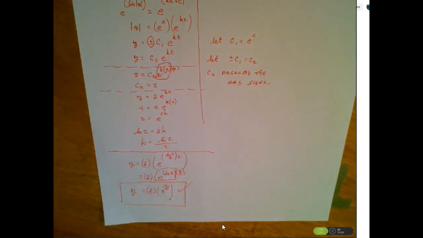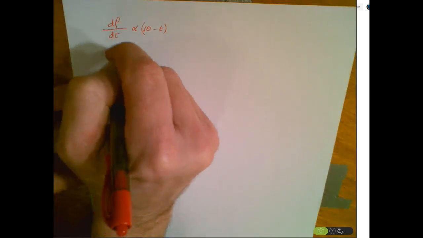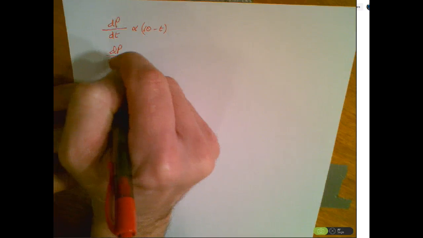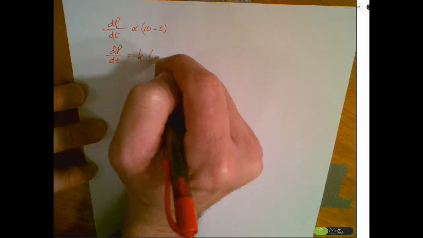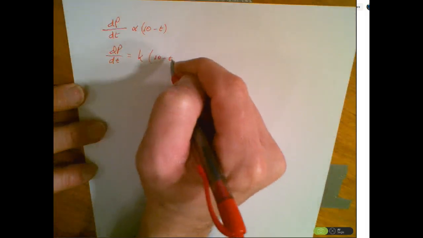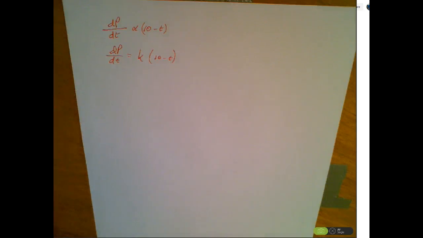Okay, now that example took a while. Let me get set up for the next one and we'll do one more a little quicker. Okay, in this problem you were given: write and solve a differential equation with the rate of change of p with respect to t proportional to 10 minus t. Okay, so that's our statement. Let's convert that to an equality. So we have the change of p with respect to t is equal to k times 10 minus t. And so that's that.